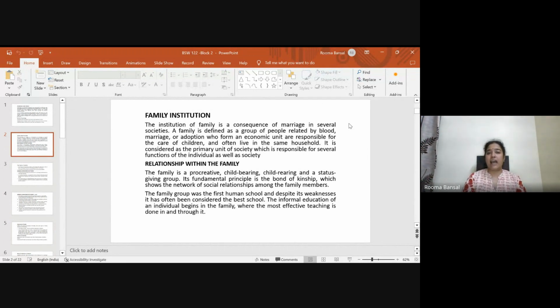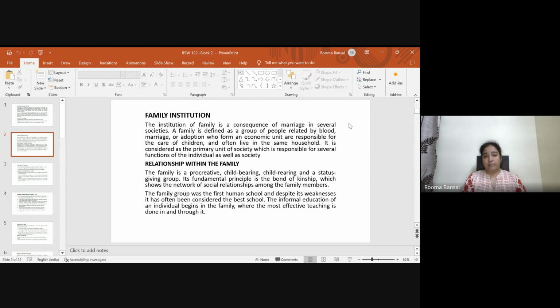It is considered the primary unit of society, which is responsible for several functions of the individual as well as society. Here it means a family can be a family by birth and a family by marriage also. What are the main responsibilities of family? Care of children, and often living in the same household. The main function is economic stability and care of children. Some other responsibilities are also there, but still we find the care of children is the utmost, prime responsibility of any family.